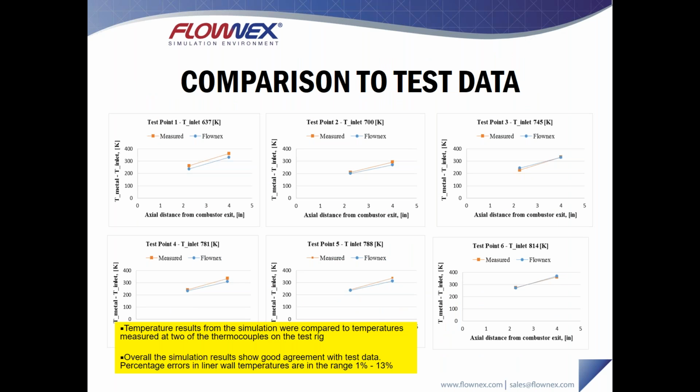But what we also had was temperatures measured at 2 locations where there were thermocouples on the test rig, and we compared the Flownex temperature results to those 2 locations as well, and overall the simulation results showed good agreement with the test data. The percentage errors in liner wall temperatures ranged between 1 and 13%, which was really fantastic.